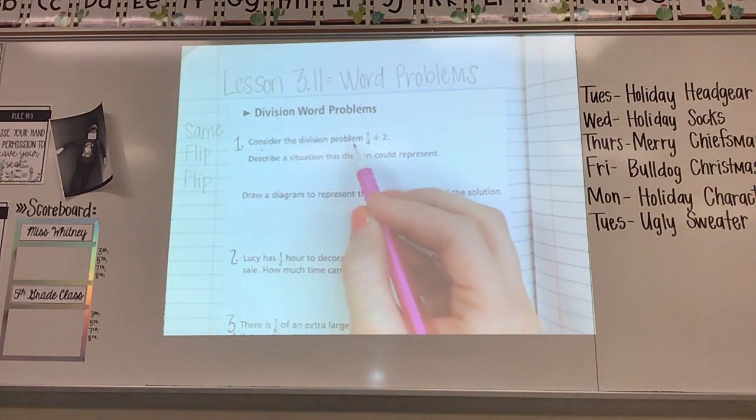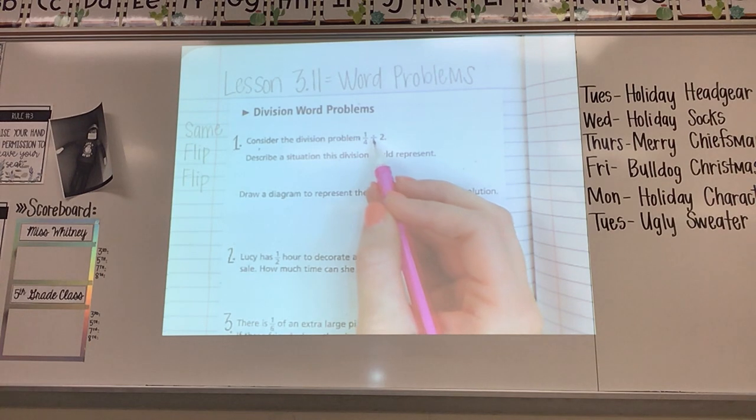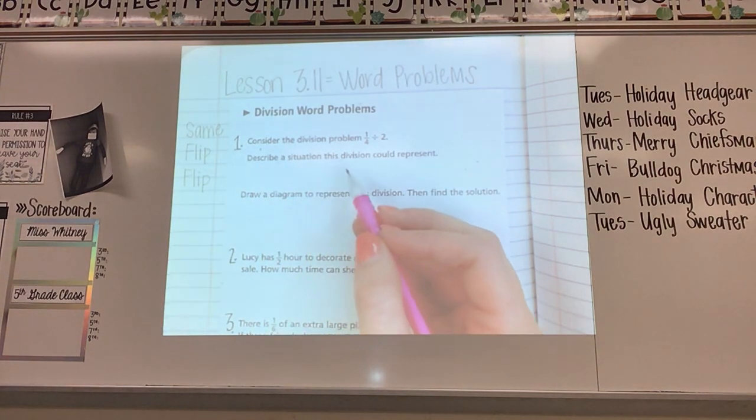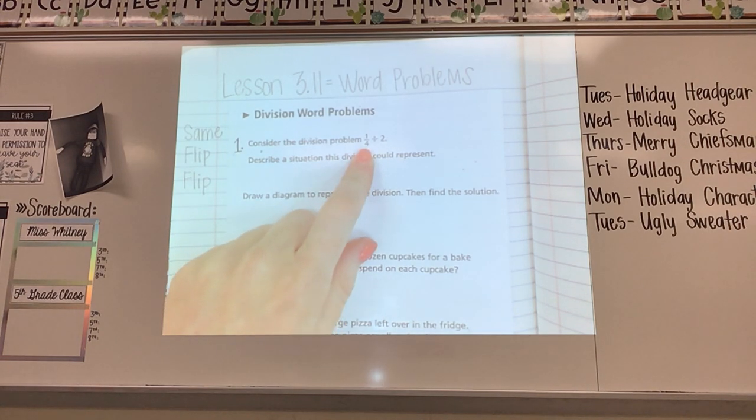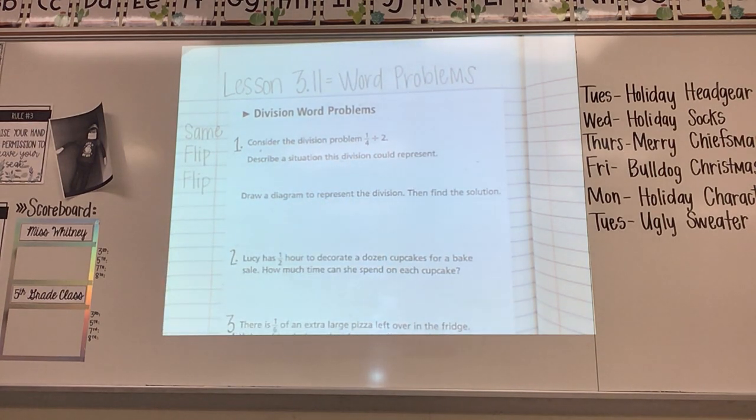It says, consider the division problem 1/4 divided by 2. Describe a situation this division could represent. Anytime we have to write a problem, it's kind of like we're writing a word problem that involves dividing fractions. I always use food. 1, because I really like food, and 2, because it makes it really easy. So you're gonna look at your first number, and this is how much of something that you have, some food. Like I have 1/4 of a cake, or I have 1/4 of a pizza, or I have 1/4 of a donut. I just have 1/4 of something, and you get to pick what it is. Let's do pizza, for example.